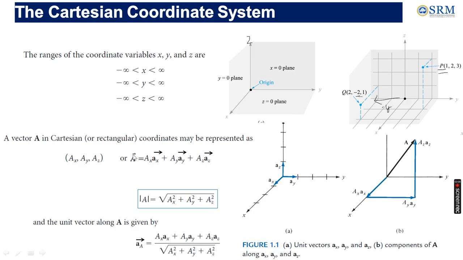We already know how to write a vector in Cartesian coordinates. We take the component of A along the x-axis and multiply it with the unit vector ax cap, plus the component Ay times ay cap, plus the component along the z-axis, Az, times az cap. The magnitude is the root of the sum of the squares of the components along each axis. To define a unit vector along the vector A, I write capital A cap. It is equal to the vector divided by its magnitude.